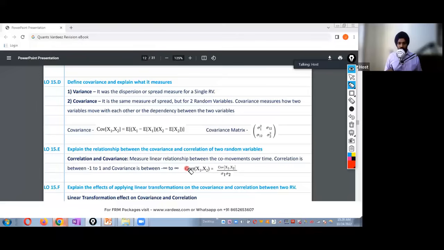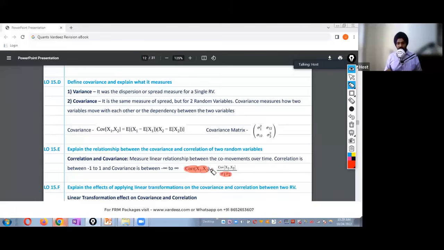The formula for calculating correlation for random variable 1 and random variable 2 is equal to the covariance divided by standard deviation of 1 times standard deviation of 2. Oftentimes on the exam, even if they ask you to calculate the covariance, you might be given a correlation, you might be given this thing.